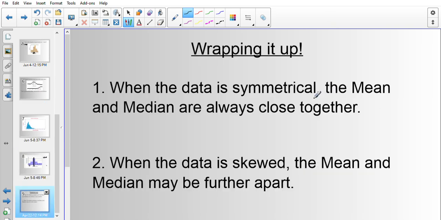So wrapping it up, when the data is symmetrical, the mean and the median are always close together. And when the data is skewed, the mean and the median may be farther apart.